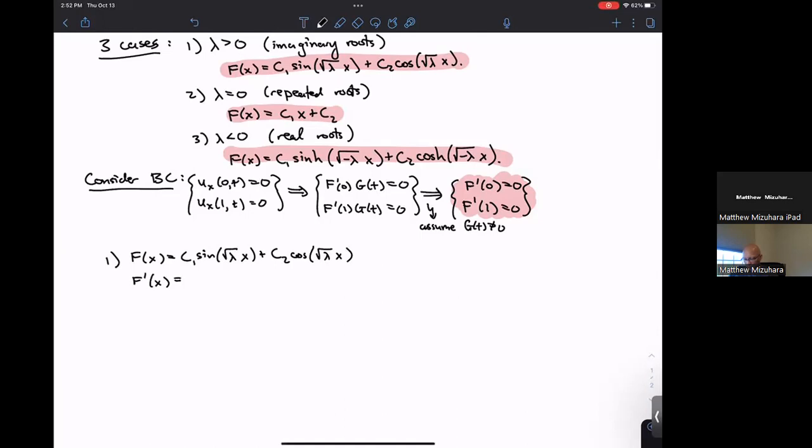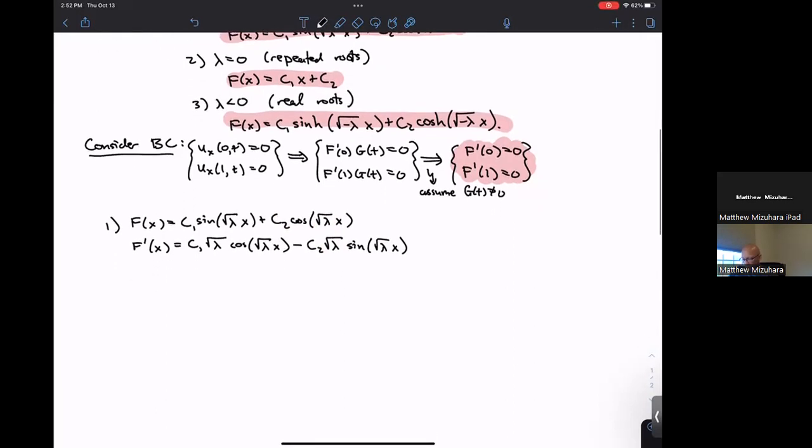So taking a derivative, I'm going to get c1 root lambda cosine of root lambda x. There's a chain rule here, careful. Minus c2 root lambda sine of root lambda x. Again, being careful of the chain rule, so the derivative of cosine was negative sine, and then the chain rule brings out the extra root lambda. Okay, let's plug in our boundary conditions.